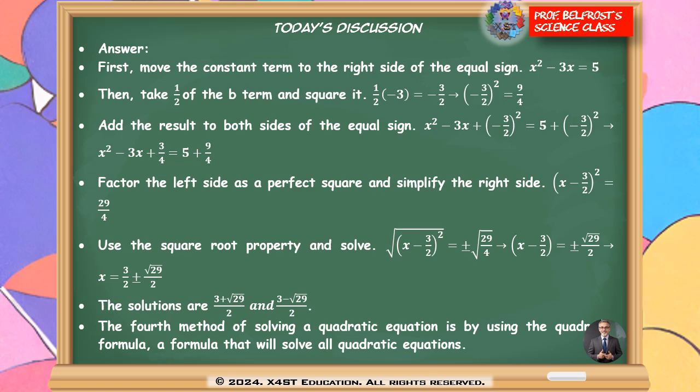And the solutions are clearly the sum of 3 square root of 29 by 2, and the difference of 3 by square root of 29 by 2. Those are the solutions. Okay, so we have discussed 3 methods to solve a quadratic equation so far, and here's the 4th method: using the quadratic formula, or sometimes called the algorithm formula.